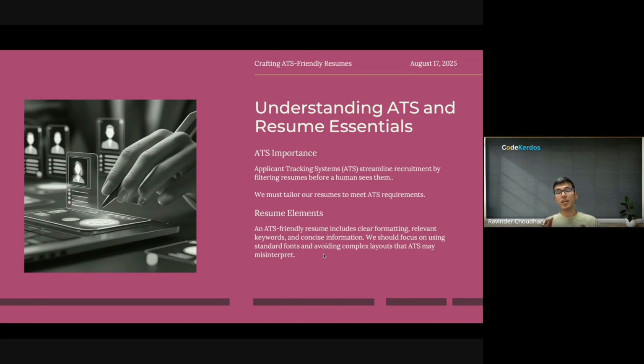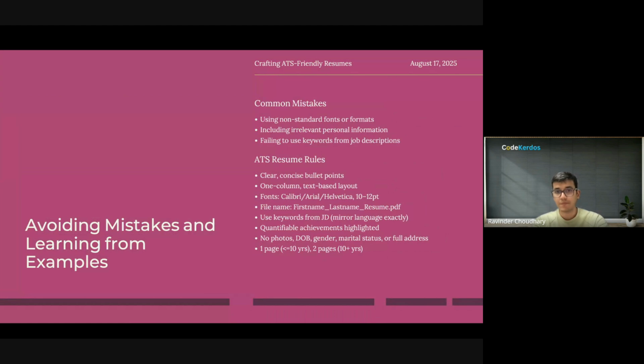We must tailor a resume to meet these ATS requirements. Now, what exactly is an ATS-friendly resume, right? What exactly accounts for an ATS-friendly resume? Let's talk about it. So there are some main pointers. There are some common mistakes that students often make. These are using some non-standard fonts or formats, or including some irrelevant personal information, or failing to use the keywords from the job description. We do not have to make these mistakes. We have to avoid these, and we have to follow a static structure, a common structure for our resume.